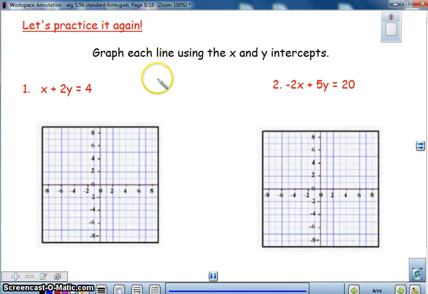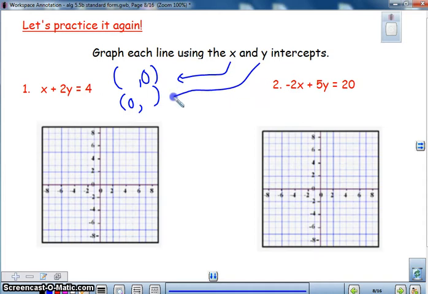Your turn to practice. Graph each one using an x and y-intercept. What I should see in your notes, and you're really on page 17, I should see your x-intercept and y-intercept for each. So I want to see the point when y is 0, what your x is, and when x is 0, what your y is. This would be your x-intercept and your y-intercept. And I need that for each one of these. Then you're going to plot those points to graph it. Pause the video and do that, please.